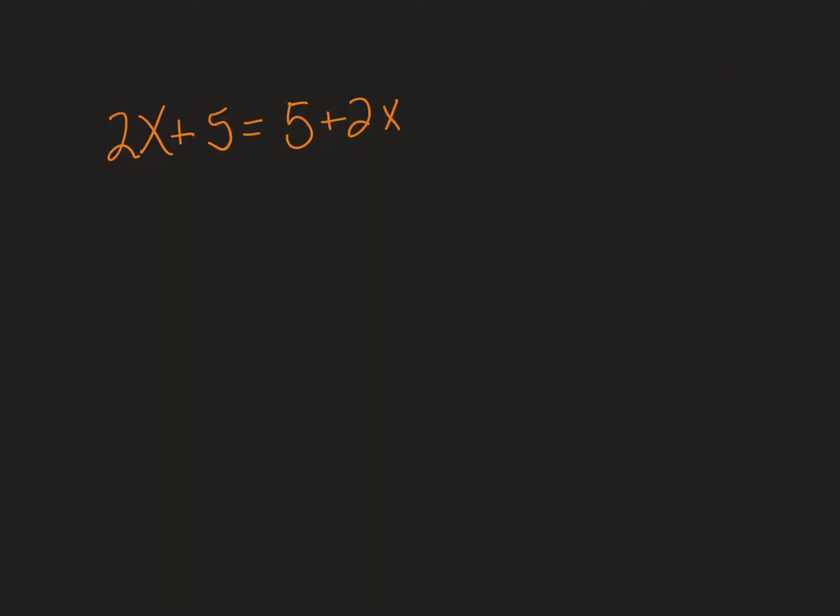So notice in this situation, we have 2x plus 5 is equal to 5 plus 2x. Notice that this 5 is the same. The places have just been changed. So what property do you think this is? And you can use your chart to refer back to. This is the commutative property.